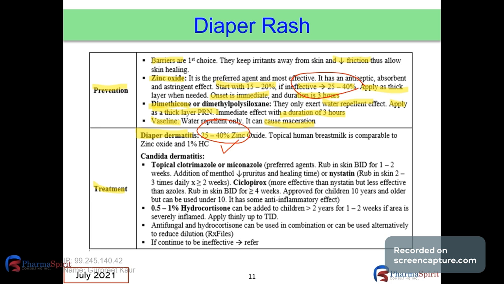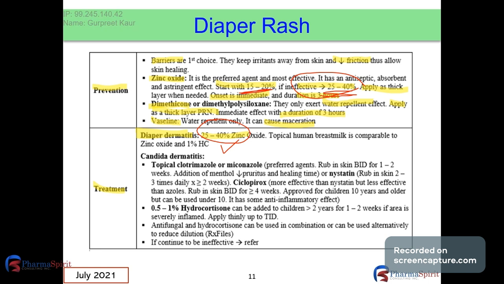Okay, now what happens if we notice that the 15 to 20% for the prevention is not effective, in the sense that every couple of weeks there is another episode of diaper dermatitis. So the mother keeps using the 25 to 40 for the treatment every couple of weeks. So this means that the 15 to 20% of zinc oxide is not very effective in prevention, and that's why the baby keeps getting diaper dermatitis. In this case, we will go to use the 25 to 40% zinc oxide for prevention.